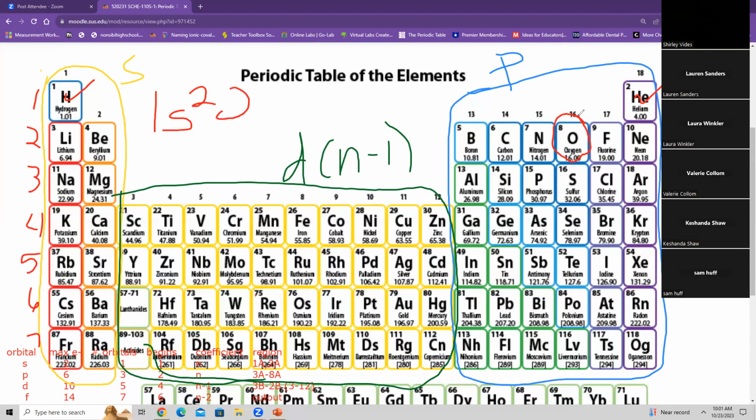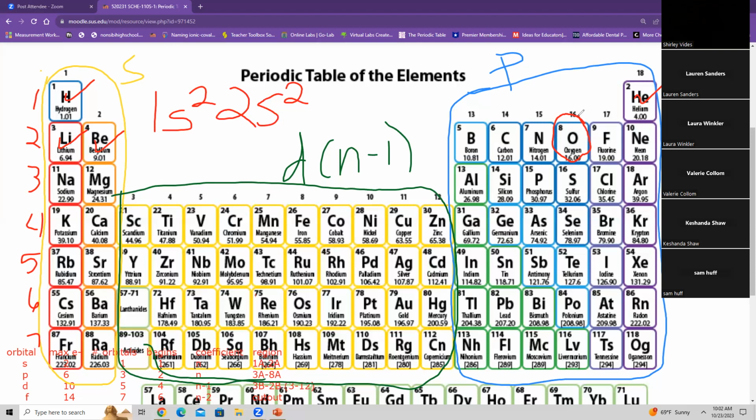So the next one is 2, and we got S, 1 and 2. So 2s2. If we stop right there, that would be the configuration for beryllium, because every electron on the one before it is contained in the one after it. In other words, they're all part of each other.